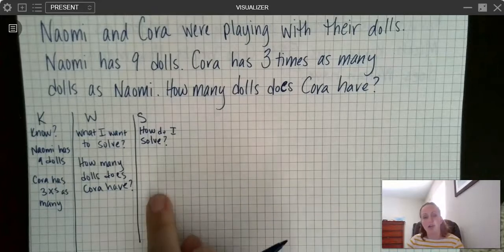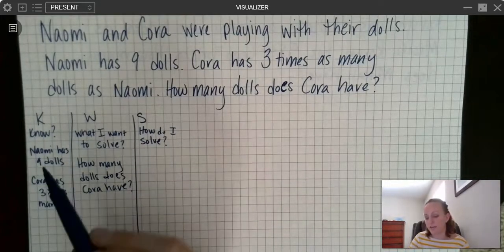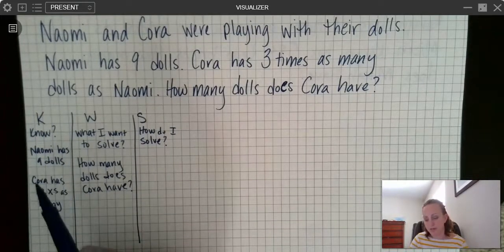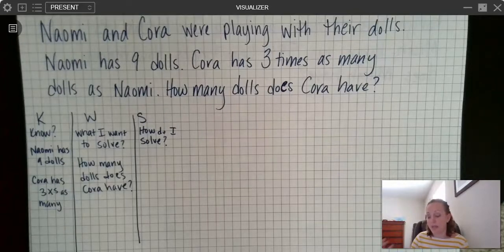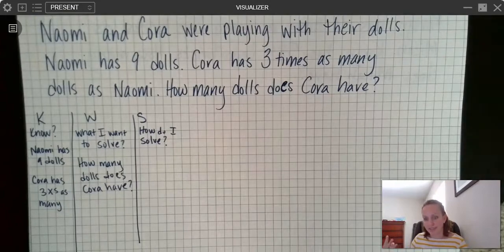Okay, and here, how do I solve? So right here, I've pulled out my numbers, that's the C, circle the numbers. I have my keywords. I have times as many in there, that's a keyword. And I know what I need to solve, so it's like underlining the question.